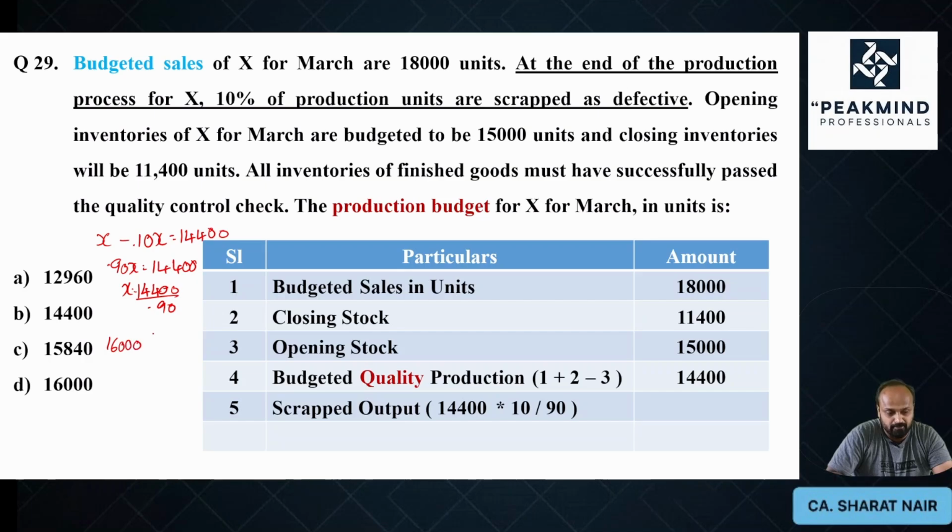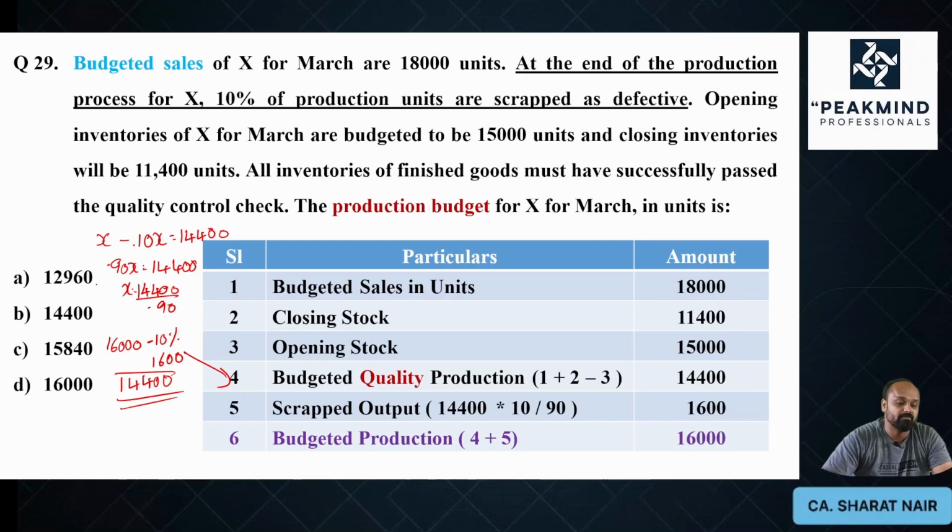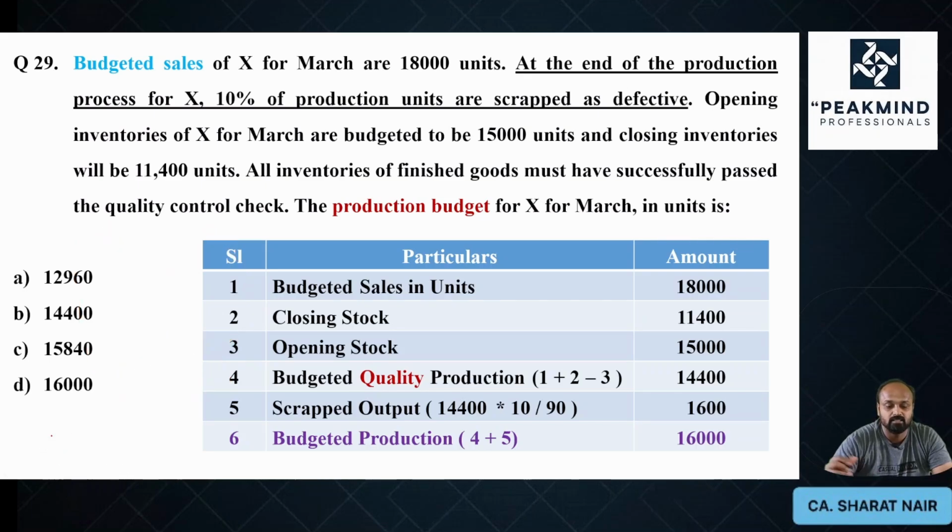If I do that, 14,400 divided by 0.90, 16,000 is the total output which I would have manufactured. From this, 10% comes to around 1,600, which is scrap, and the remaining good units is 14,400. The shortcut way of doing it is 14,400 into 10 by 90. So this is your scrapped quantity, which means I definitely have to manufacture 16,000 units. So in this case, the correct option is option D.